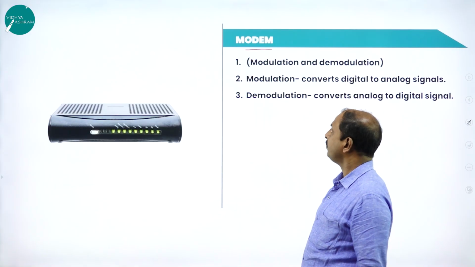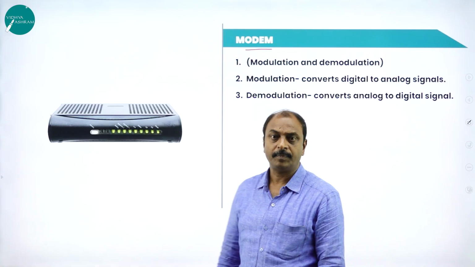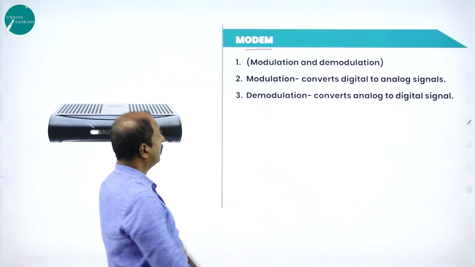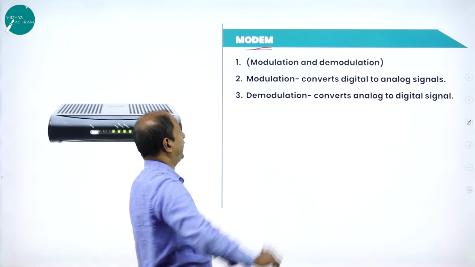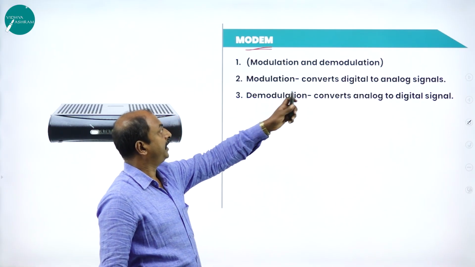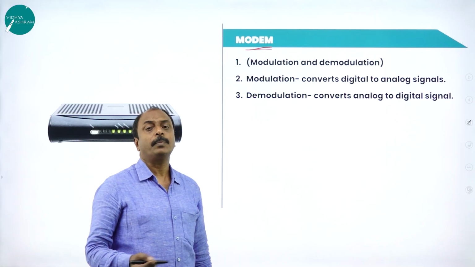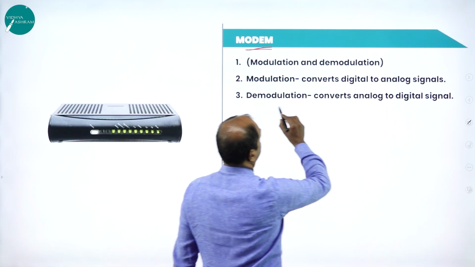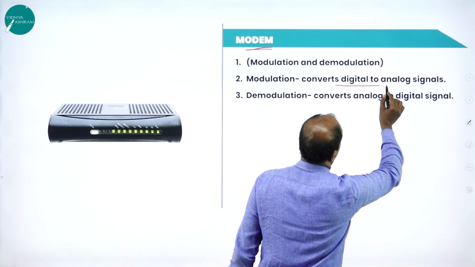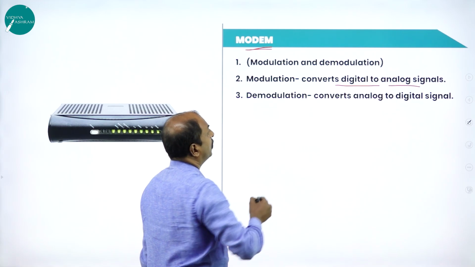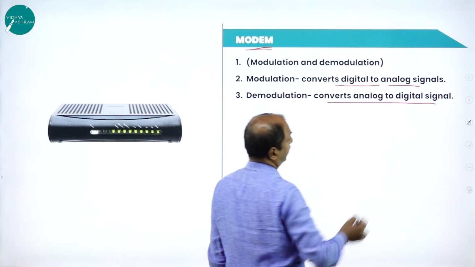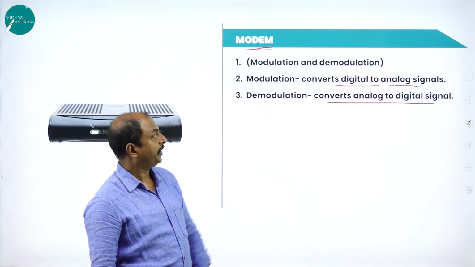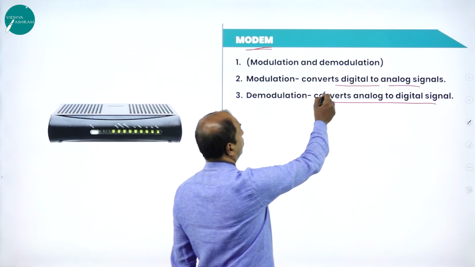So what is a modem? The modem stands for modulation and demodulation. Modulation converts digital to analog signal, and demodulation converts analog to digital signal. So what is the meaning of this conversion between the two?